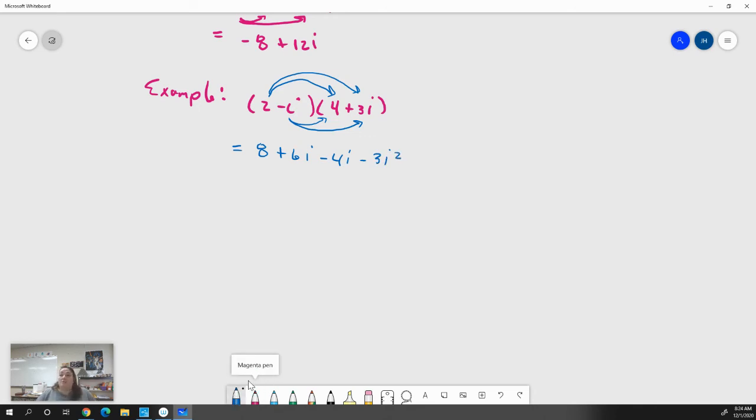All right, and this is where things get a little bit different. I can't combine my i squareds with my i's, but we can make this a little bit smaller. 8 plus 6i minus 4i is 2i. Oops, sorry, that's a minus, not a plus, right there.